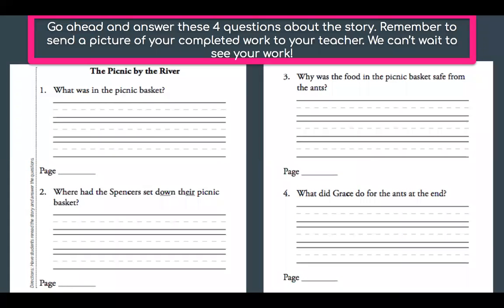So here are your questions. You can get a pencil and a paper and just write them out on your own. You can pause this video so that you know what the questions are, but I'm going to read them to you now. So number 1, we did it together. What was in the picnic basket? Number 2, where had the Spencers set down their picnic basket? Number 3, why was the food in the picnic basket safe from the ants? And last one, number 4, what did Grace do for the ants at the end?